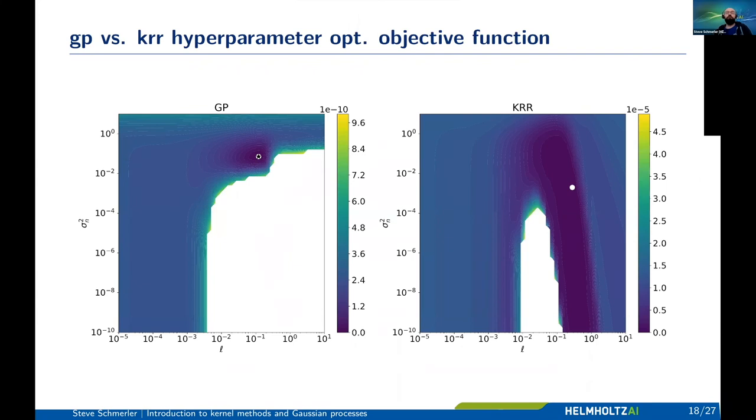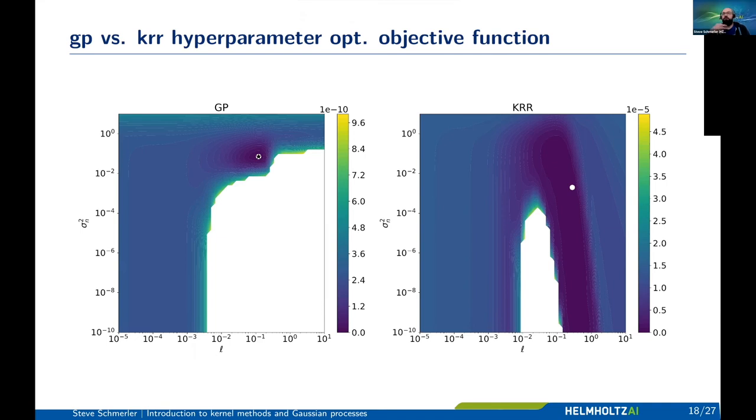So if we look at these two functions, these are contour plots of these two objective functions for hyperparameter optimization. On the x-axis, you have this length scale parameter. And on the y-axis, you have, in the GP case, this noise, and in the KRR case, this regularization parameter, which is the exact same thing. And for every point on the surface, you fix the values of these two parameters and you solve this linear system that I showed you for the weights. So you fit the model with the fixed setting of hyperparameters, and you do this for all combinations of hyperparameters, and then you get a plot like this.